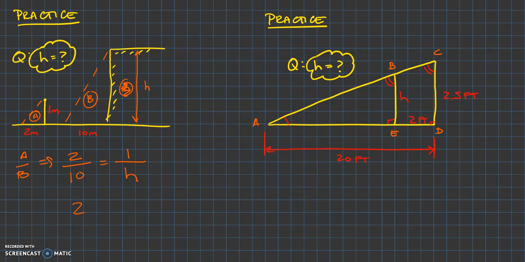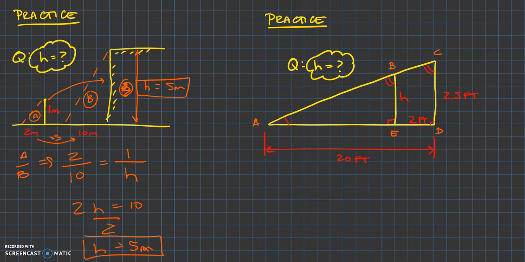And I can cross multiply here and get 2h is equal to 10. Divide everything by 2 and get h is equal to 5 meters. You could also use scale factors to solve that problem. Going from 2 to 10 would be times 5. And so that would mean I would multiply 1 by 5 and get h equals 5 meters. Either way works, and I get the same answer. So go ahead and pause the video if you haven't already and try this second problem.